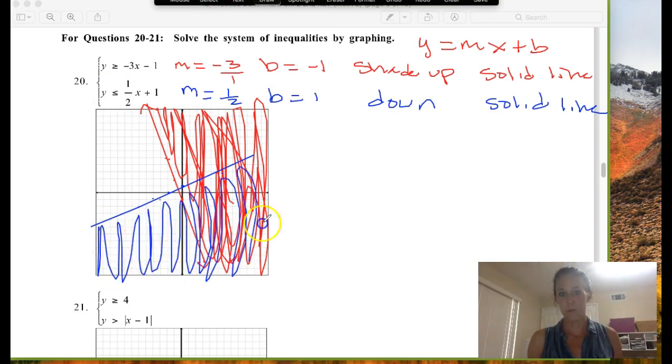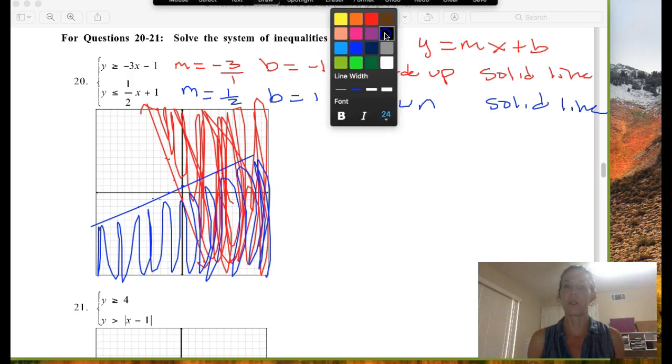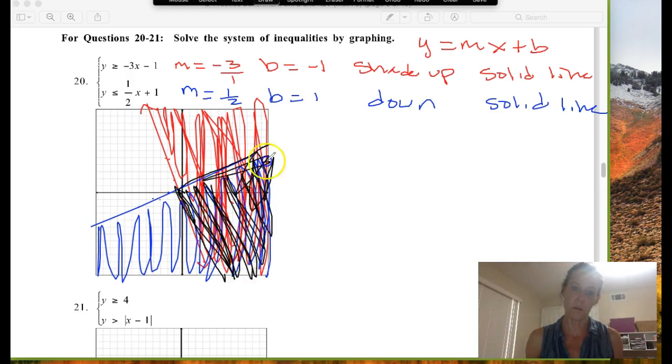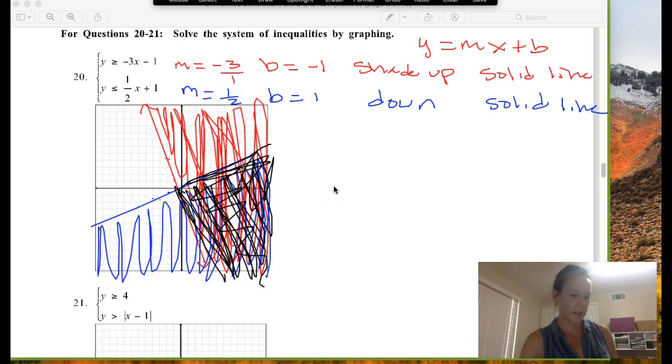Now the solution isn't all of this. My solution for this is where they intersect. So I'm going to go ahead and show you my solution, and I'm going to make it black. My solution would be this line and this line because they were solid, and then all of this here where the intersection is. This is my solution, where the intersection is. And if you look at your answer key, that's what it should look like, that section. Oh, I just moved it. Okay, on to 21.